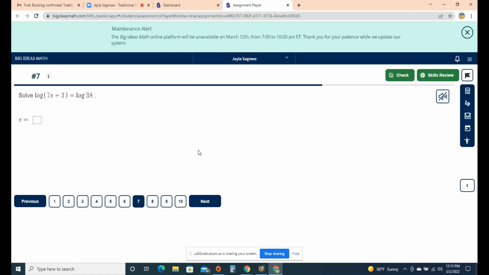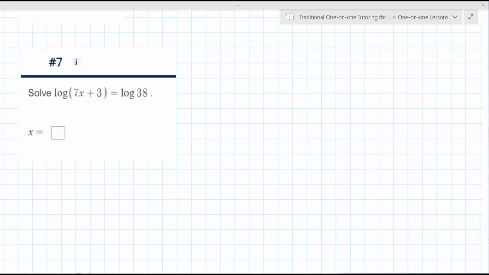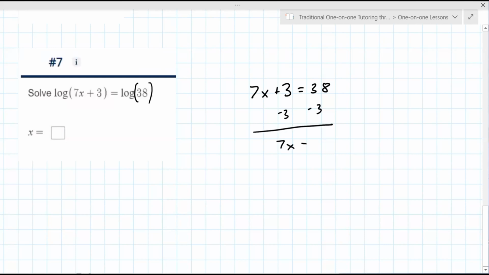So I'll share my screen and work through this one. Even though it doesn't show it, this 38 is really in parentheses. So you just set them equal to each other. 7x plus 3 equals 38. Subtract 3 from both sides. 7x equals 35. Divide by 7. So x equals 5. And if you check that on the left, obviously 7 times 5 plus 3 equals 38.